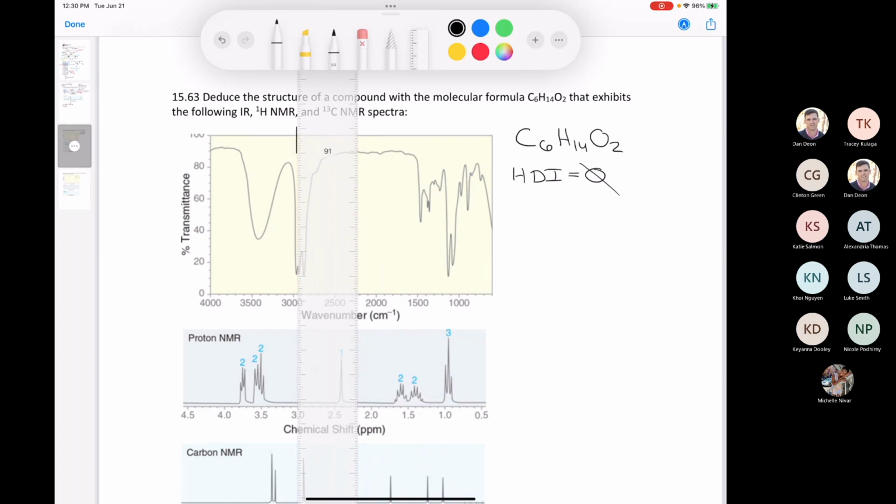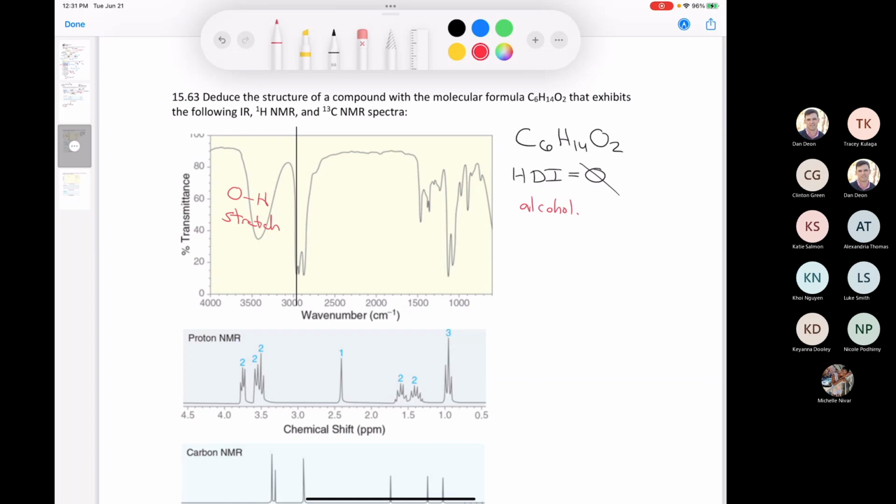Is there a functional group that you recognize? Absolutely. Somebody said an alcohol. A few people did. Yeah, you're 100% correct, right? We know that we have the OH stretch. Therefore, this is an alcohol of some sort. All right.